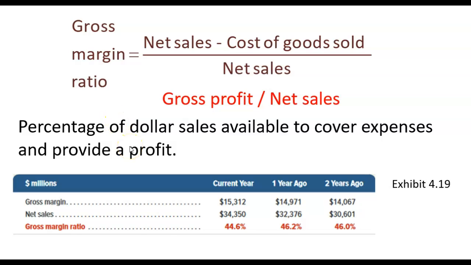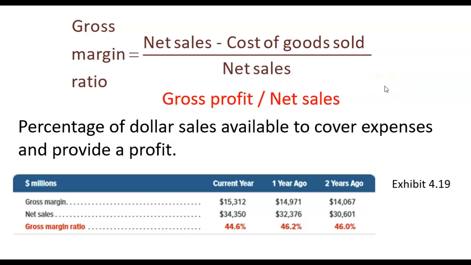The gross margin ratio defined in your textbook is net sales minus cost of goods sold divided by net sales. And that calculation bothers me a little bit. Yes, it is an accurate calculation, but it can be so much more easily expressed as gross profit divided by net sales. And the reason is that net sales minus cost of goods sold equals gross profit. So you can use this formula if you wish, or you can use gross profit divided by net sales.